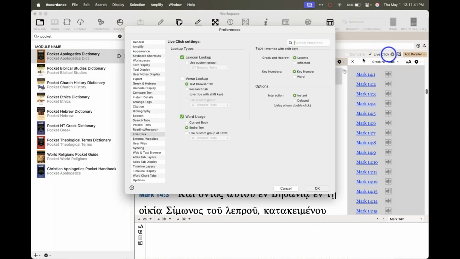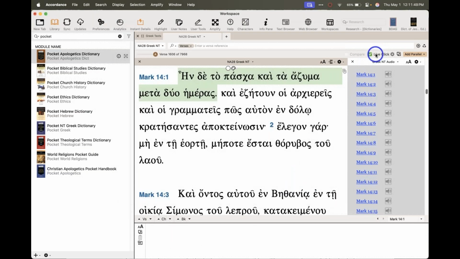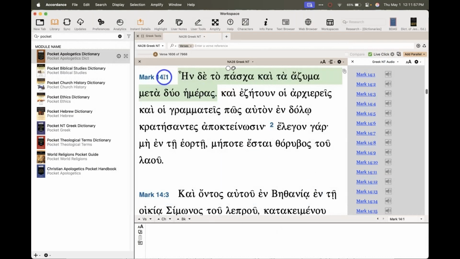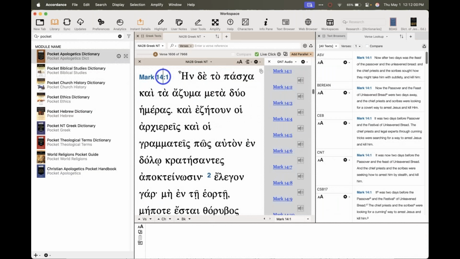We might just see via LiveClick how our different translations render this. By the way, I've just gone here, LiveClick, gear icon, and I want verse lookup. Click OK. So now I can click on verse 1 anywhere in the reference. And look at this. Here's the Authorized Standard Version. I mean, you get a very literal translation. Now, after two days was the feast of the Passover and the unleavened bread. You would just need to decide as a translator, and maybe you're working with a team or bouncing this off people, does that make sense in English?